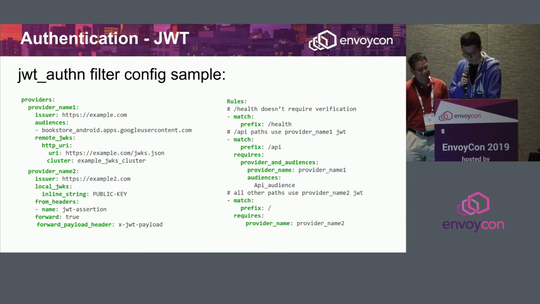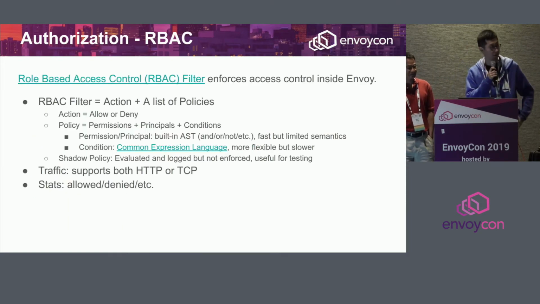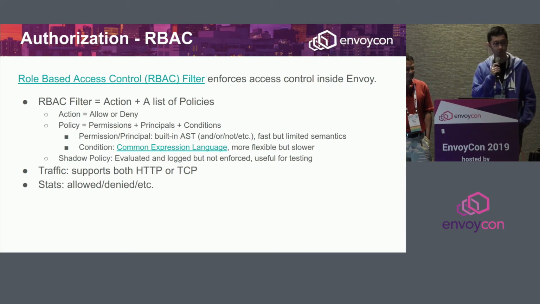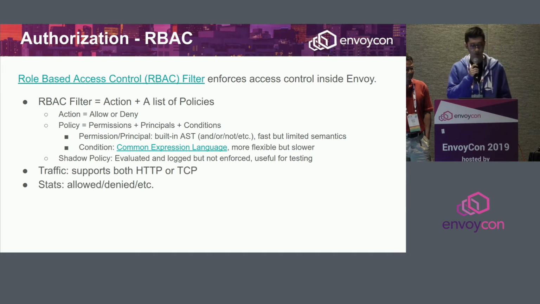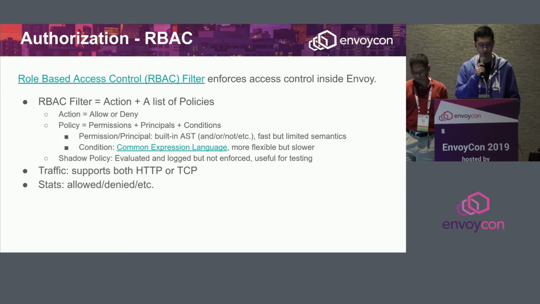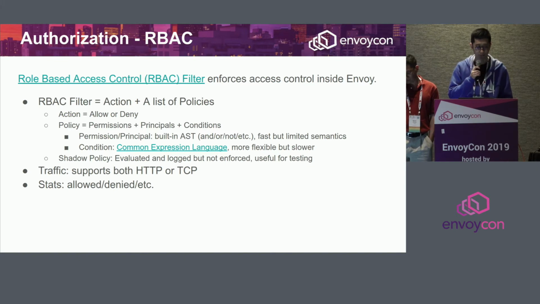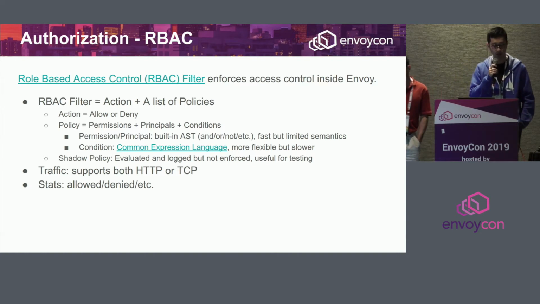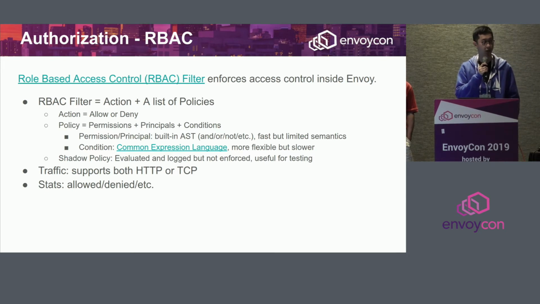Thanks, Yangmin. After we have authenticated the user identity through the JWT token, let's move on to the authorization part. First, the RBAC filter enforces access control inside Envoy. The RBAC filter is essentially two parts. It includes an action and a list of policies. The action supports either allow or deny, which means you can configure the RBAC filter to work as a whitelist or blacklist.